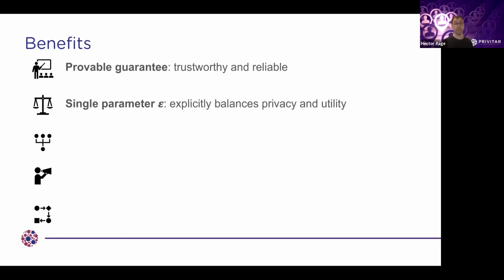We have a single parameter, we call it epsilon, and that basically controls the amount of noise you add, which means that you have explicit control over the balance between individual privacy and the utility of your analysis. So you get to choose where to set your dial.